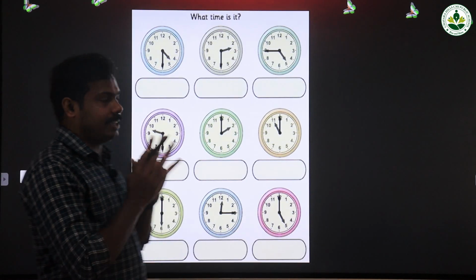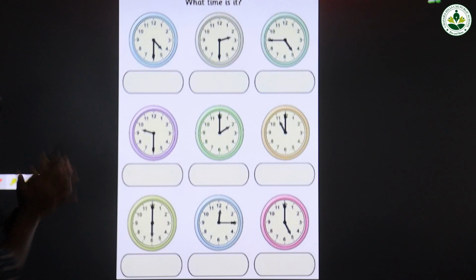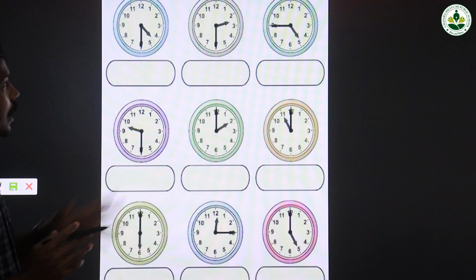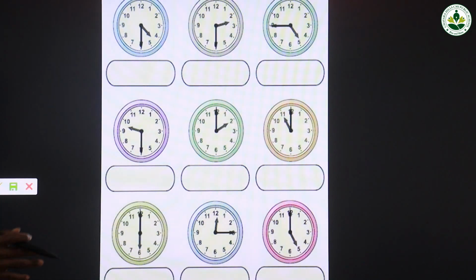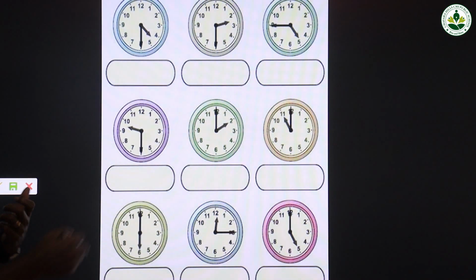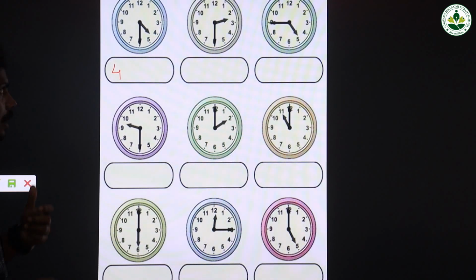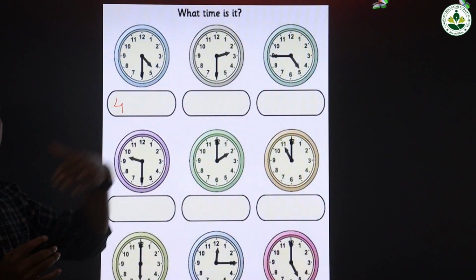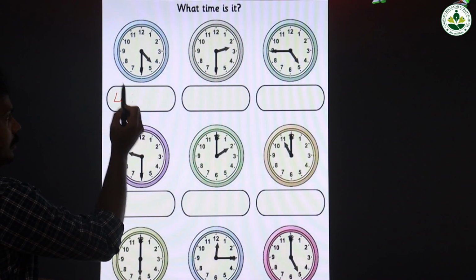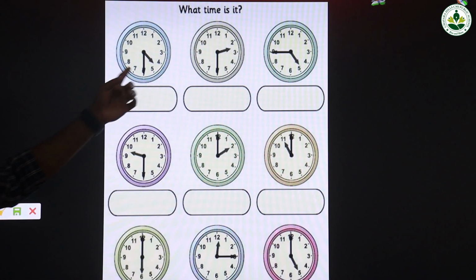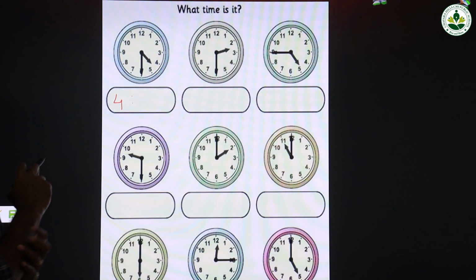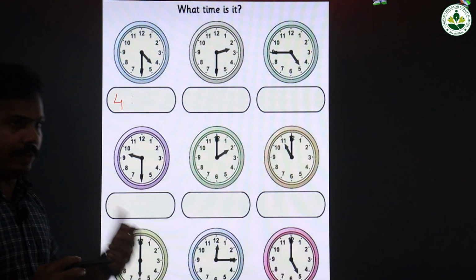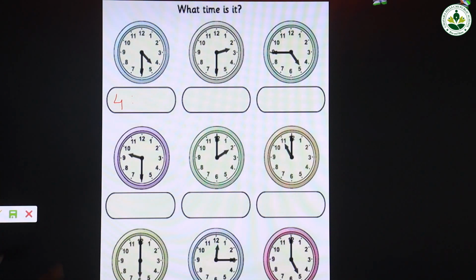Now you can check what time it is. We need to know what time each clock shows. First one, this one. Here we can see the hour hand is between 4 and 5. So it shows 4 hour, not 5 hour. If it is between two numbers, we take the lesser number. Here it shows 4. Then where is the minute hand? Yes, it is on 6. But for minutes we are not writing 6. Yes, it is 30.